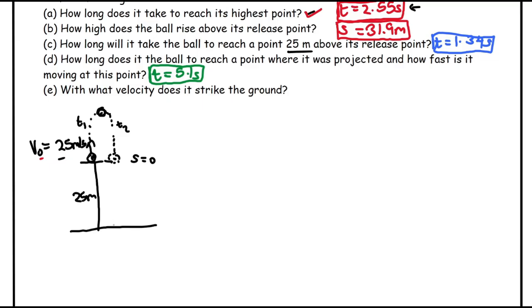With what velocity does it strike the ground? So they're asking us for the value of velocity when it comes back all the way down. Now, at this point, what do we know about this position? We know that the displacement is equal to 25 meters because it started at a height of 25 and it goes down to the bottom, which is at 0.